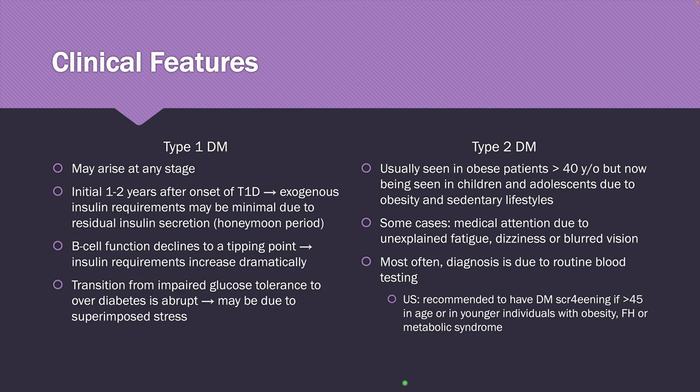So, for clinical features in type 1 DM, they may arise at any stage. During the 1 to 2 years after onset of diabetes, the exogenous insulin requirements may be minimal due to residual insulin secretion, but eventually, as the beta cell function is destroyed, the insulin requirement increases, therefore, exogenous insulin needs to be injected in type 1 DM patients. For type 2 DM patients, your patients are usually obese, greater than 40 years old. But right now, we're seeing younger patients, even children, developing type 2 DM due to obesity and sedentary lifestyles.